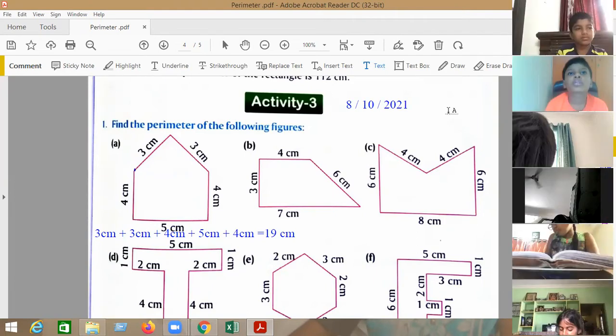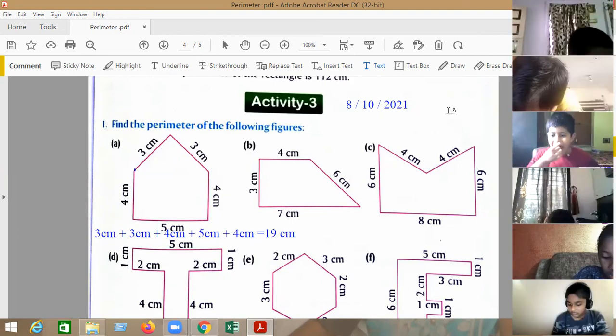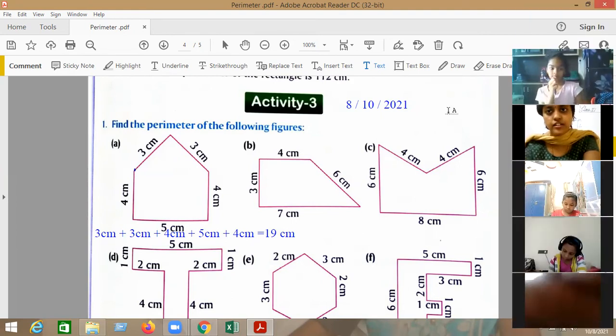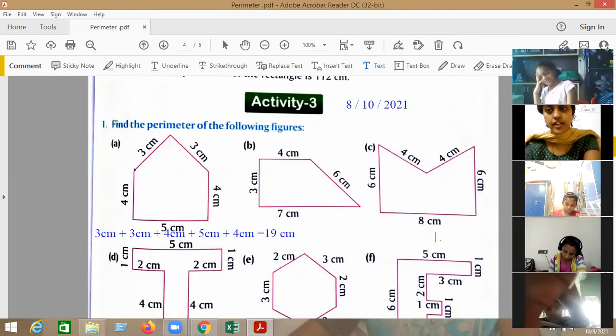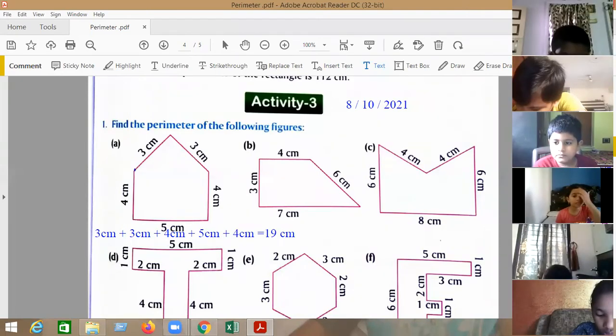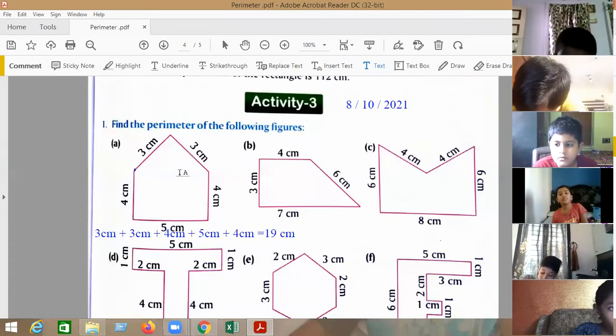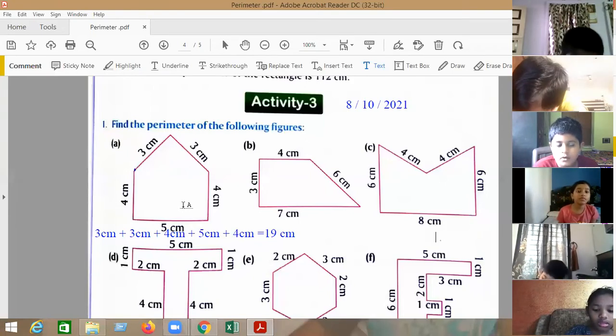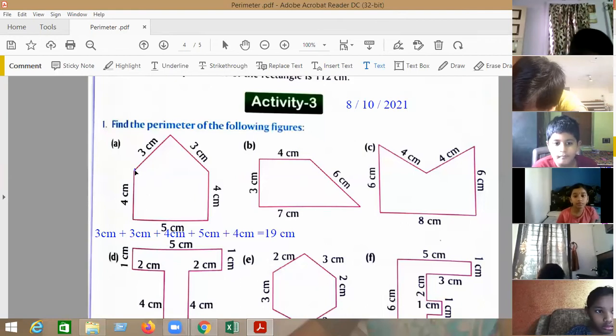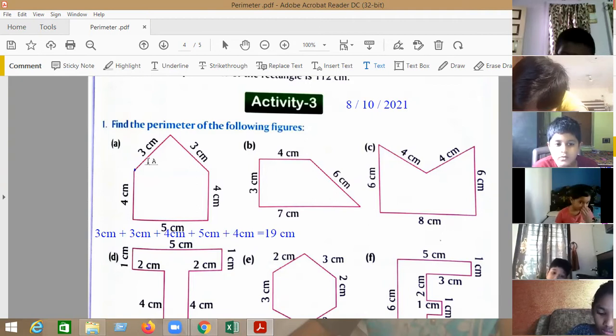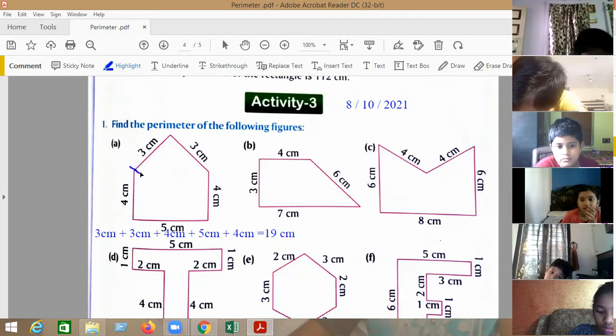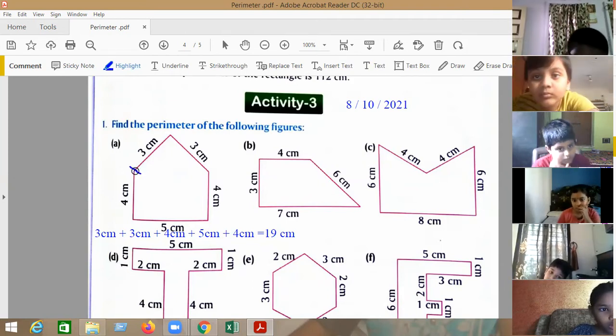Once again, can you explain, ma'am? Yes. Now everyone fold your hands. Sit straight. Listen to me. You should add all the sides. Start from here. Give a point here. Children, you can see the blue color point which I mentioned here. If it is not clear, see, you draw a line like this, because this is your starting point.